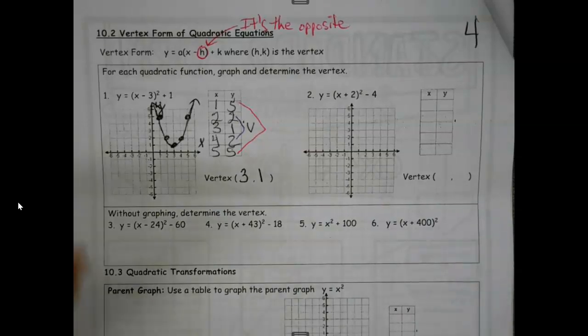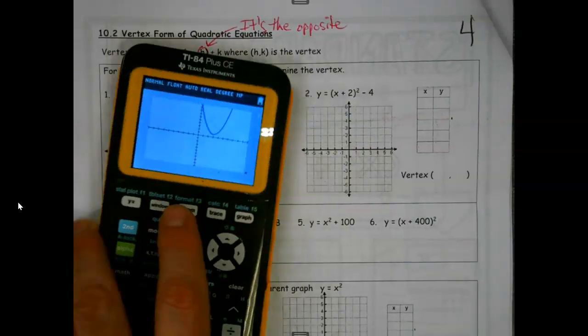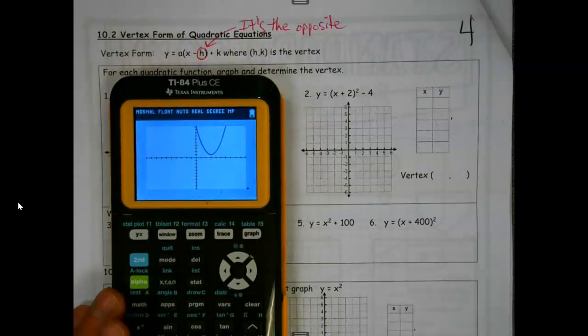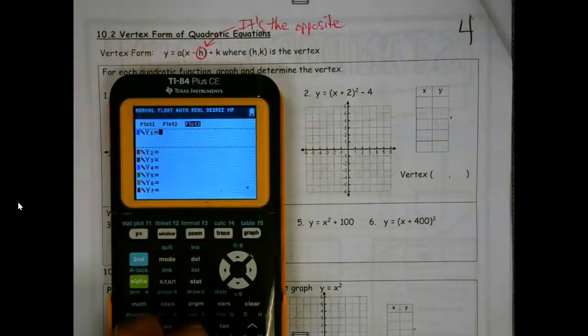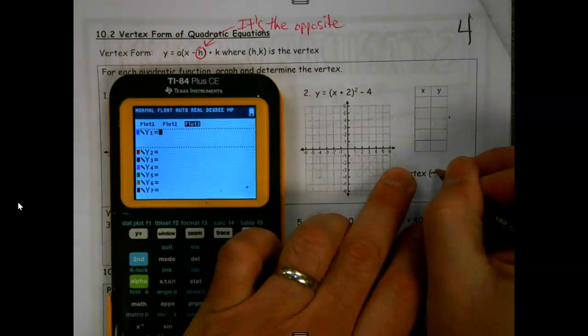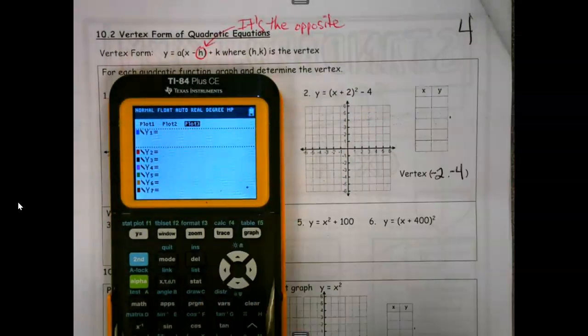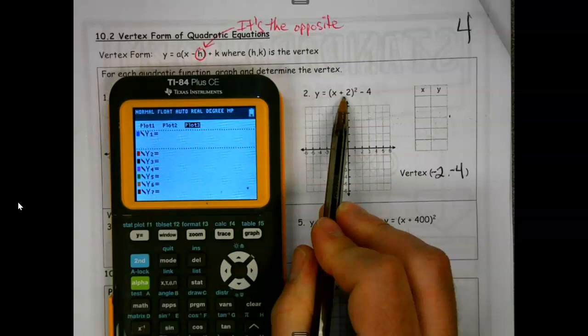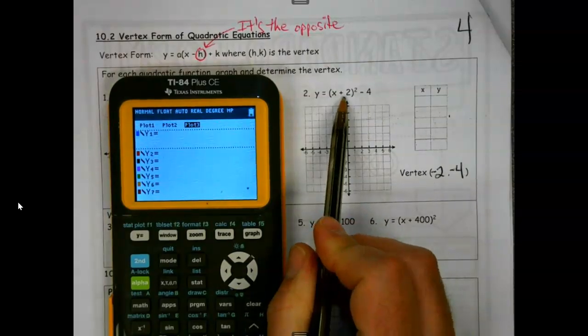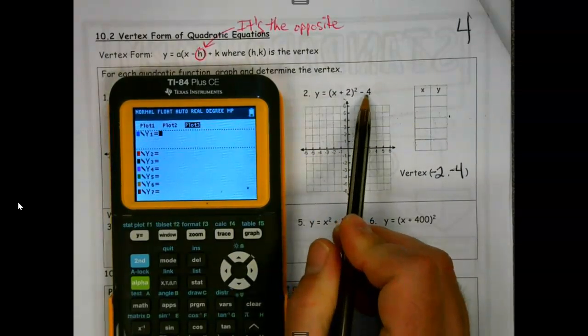So, let's take a peek at number 2. But before we type it in, anybody tell me what's the vertex going to be on number 2? -2, -4. It's the opposite of what's in the parentheses. The opposite of positive 2 is -2. And we keep whatever's out here.